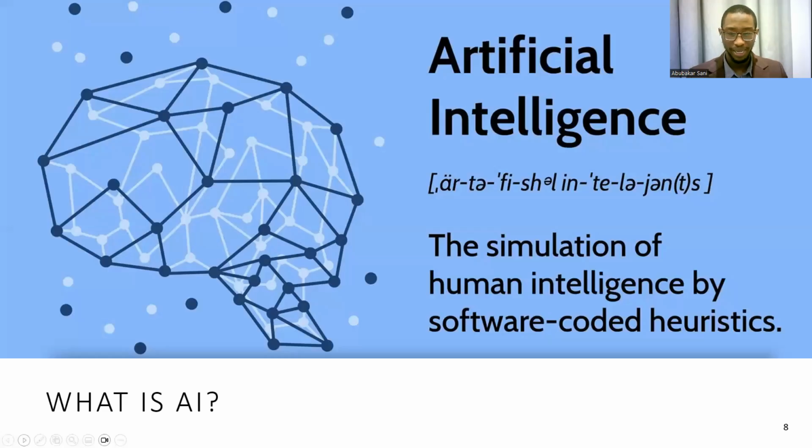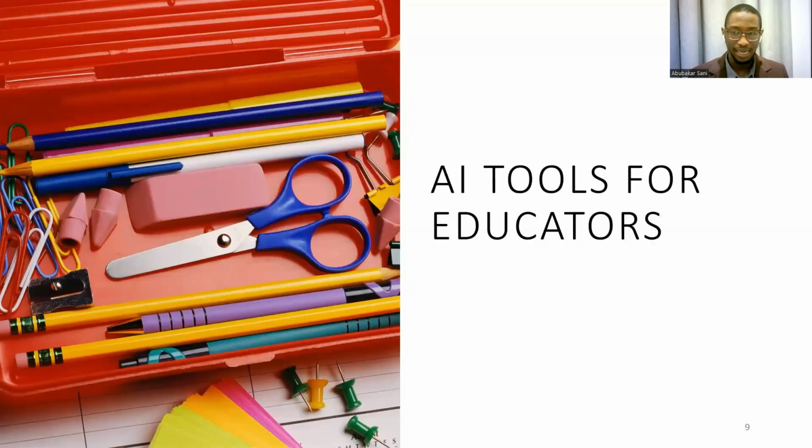So, a quick overview of AI. The easiest definition of AI is the simulation of human intelligence by software coded heuristics. This is how we quickly define AI. If we can have the computer simulate human-based intelligence, then we coin that term as artificial intelligence. There are so many tools out there which you can leverage that have AI. Some of them are fully AI, some are powered by AI, and some are using what we call AI wrappers.